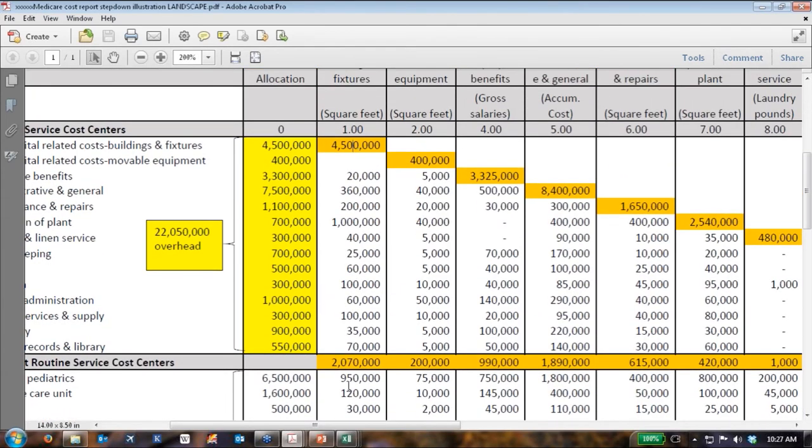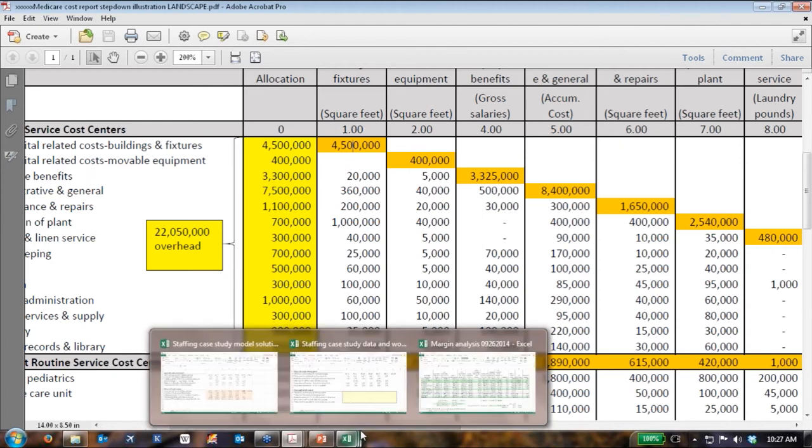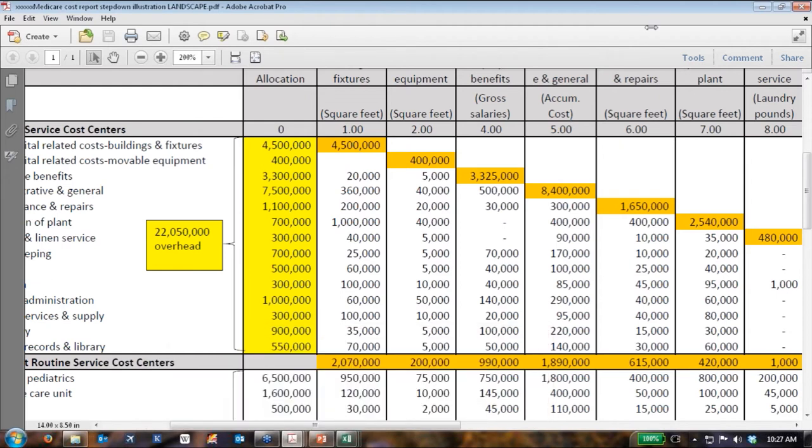So the right answer is B. You first allocate to other overhead departments and then to the revenue producing departments. B is the right answer.